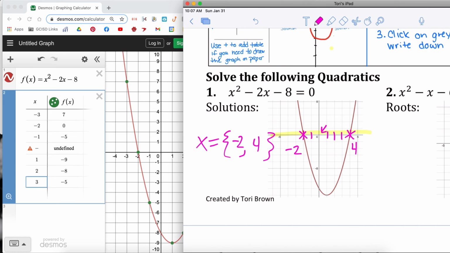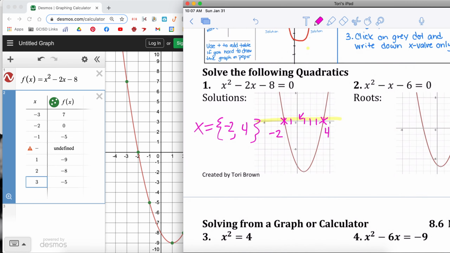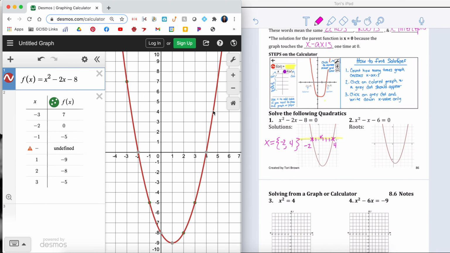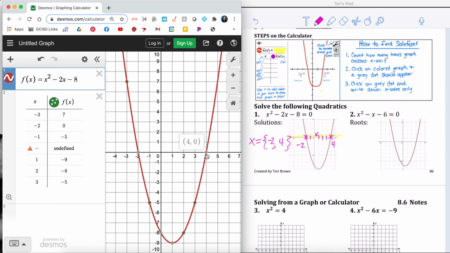If I was trying to find that on my graphing calculator, let me zoom this out one more time. Here's how I would do it. I would first of all click on the graph, click on the red graph. There will always pop up a little gray dot or a little gray point anywhere that you have an x-intercept. Make sure you're not looking on the y-axis, you're on the x-axis. So if I look at this one, it's -2, 0. If I look at this one, it's 4, 0. We're solving for x's, right? So I would only write down the x numbers. So -2 is the x and 4 is the x. That's how I would write my solution. Okay? All right, let's go back to the paper.